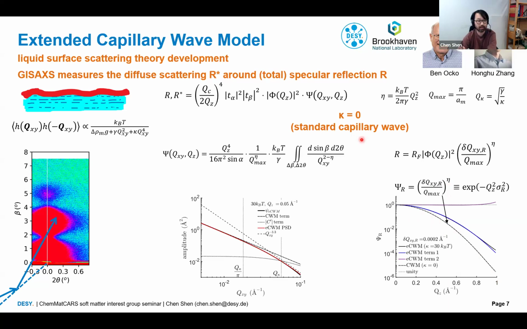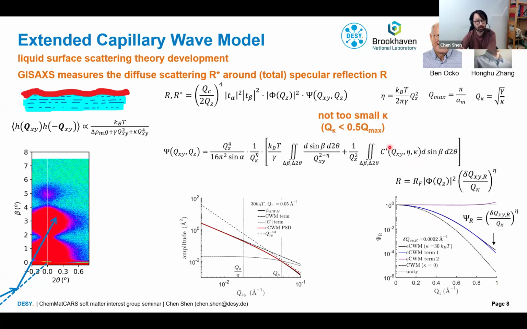So now what happens when there is a bending rigidity? The bending rigidity provides the second term, which is a negative modification to the standard capillary wave falloff. So instead of having a straight line in the log plot as a function of QXY, we have this additional drop here. So this is described by this black line behind. And then eventually it reaches a QXY to the -4 dependence.